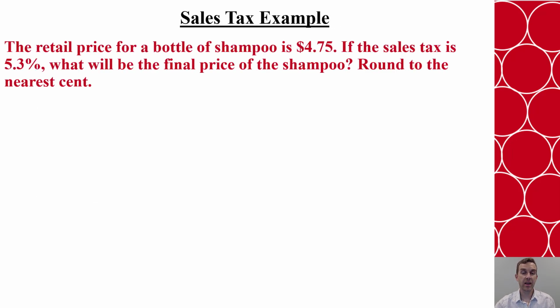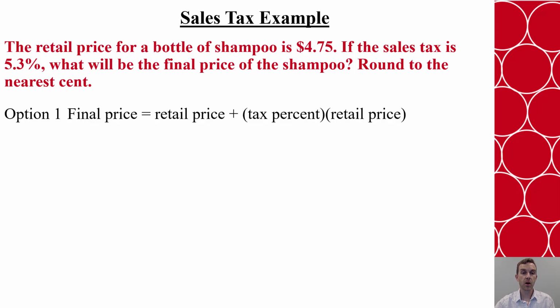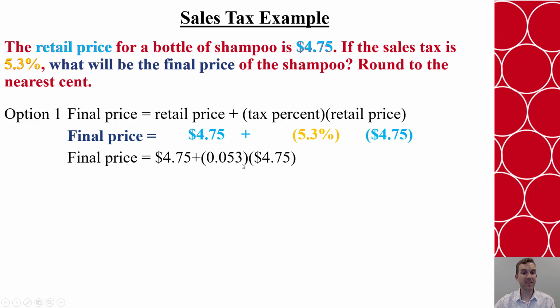So let's say that we had a retail price for a bottle of shampoo of $4.75. If we say that the sales tax is 5 3/10%, we want to know what's the final price we're going to pay for that shampoo. What we can do if we use that first option is say the $4.75 is going to be our retail, whereas the final price is what we're trying to find. So we'll do final price equals the retail price plus, again, that retail price over on the right-hand side, and then our tax percent, which is the 5.3%. But we have to remember that as a decimal that is 53 thousandths.